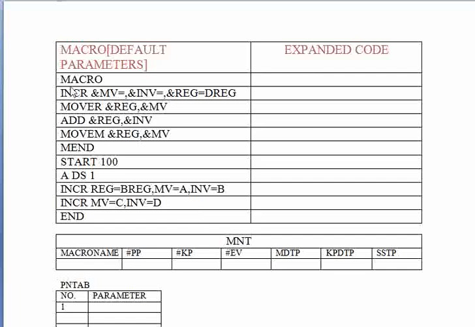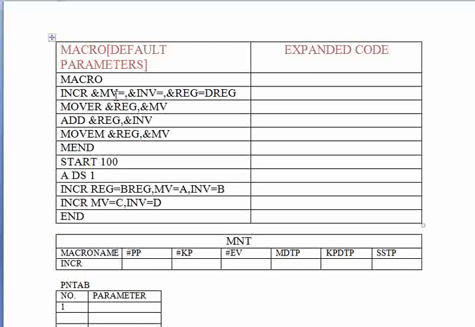The macro processor will first see the keyword MACRO, and it knows that the first word following this keyword happens to be the name of the macro. So it makes an entry into the MNT, and we write it as INCR. Then we need to see the parameters and enter the counts into this macro name table.